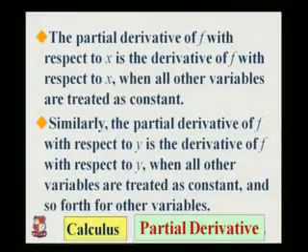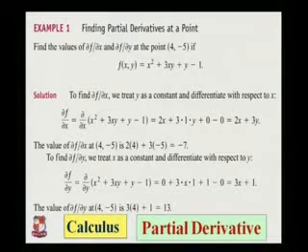Now in the next slide, we are taking one example. Find partial derivative at a point, that is, find the values of del f by del x and del f by del y at a point (4, -5), if f of xy is given here: x square plus 3xy plus y minus 1. The solution: we will take the first derivative with respect to x.